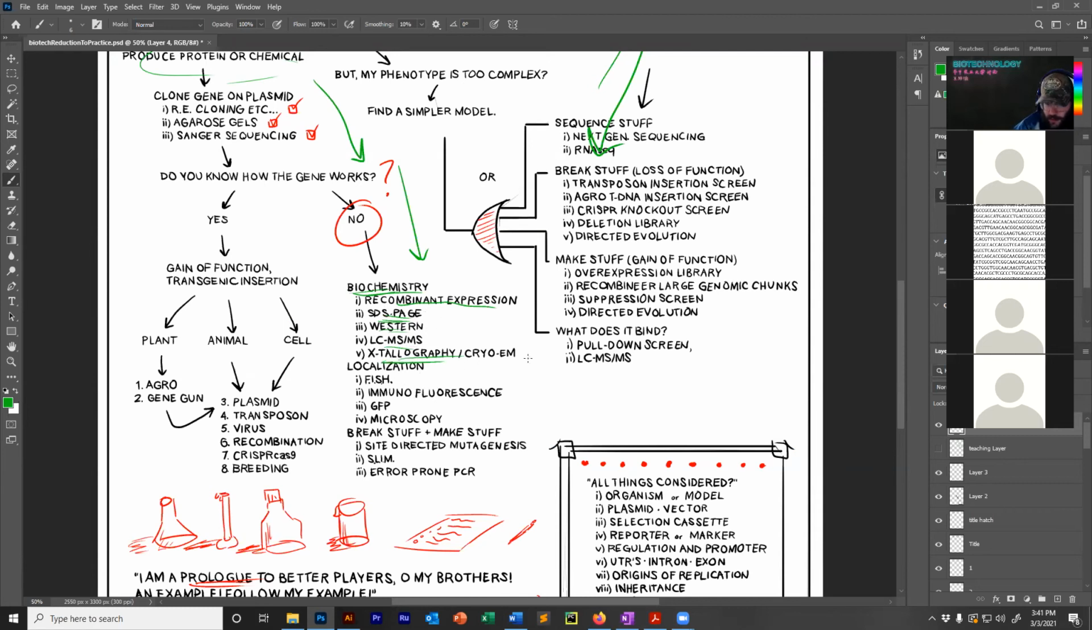Maybe you'll do some X-ray crystallography or some cryo-EM to figure out what the structure looks like. Then from the structure, maybe you can determine what its function is, because oftentimes structure determines function. These are some basic things you can start doing. Okay. Another common approach is things that deal with localization.